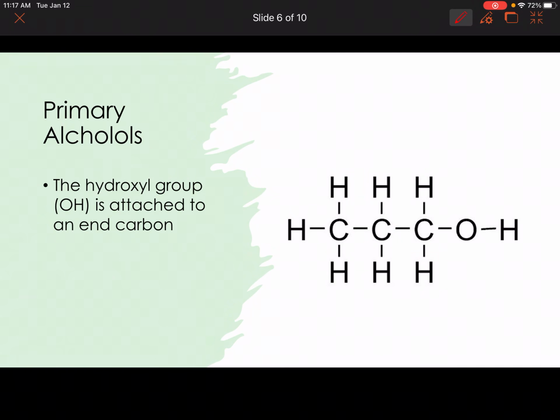Anyways, okay, primary alcohol. So we've got different types of alcohol. We've got primary, secondary, and tertiary. So primary, this is when the hydroxyl group is attached to an end carbon. So this is our hydroxyl group. So what you're going to do, you're going to look at the carbon that it is attached to. So the hydroxyl group is attached to this carbon, this first carbon in the 1 position here. And now we note that this carbon is only bonded to one other carbon. Let me do that in green. So it's only bonded to one other carbon. So that means that this is a primary alcohol.